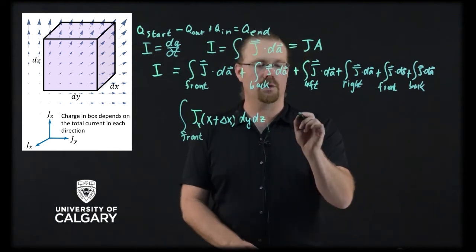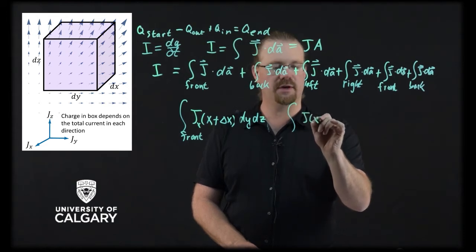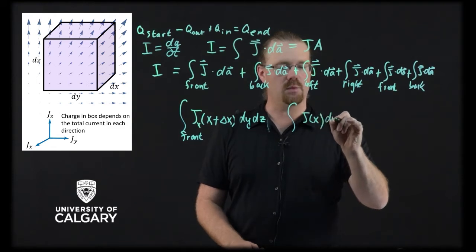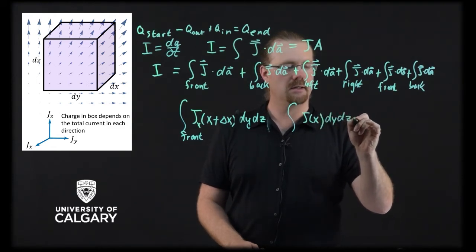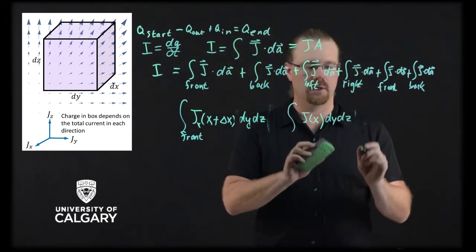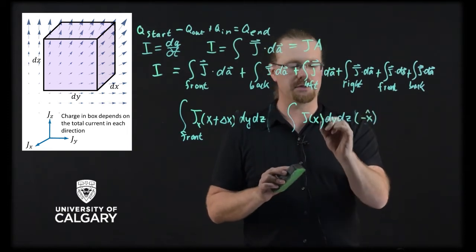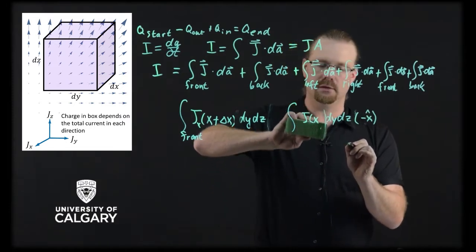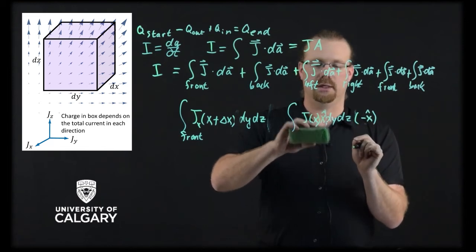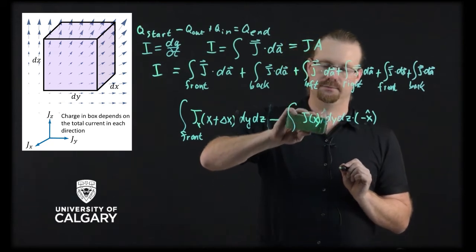Now when we do the back, we're going to wind up having J, now evaluated at x as opposed to x plus delta x because we're on the other side, dy dz, and we have an x hat. Well, it's not actually an x hat anymore. What we now have is a minus x hat, because the surface normal vector is on the other side. So we've still got our x hat here. Let's make that a little more clear. Our x hat here, this x hat and this x hat, when we dot those together, will wind up giving us a minus sign out here.